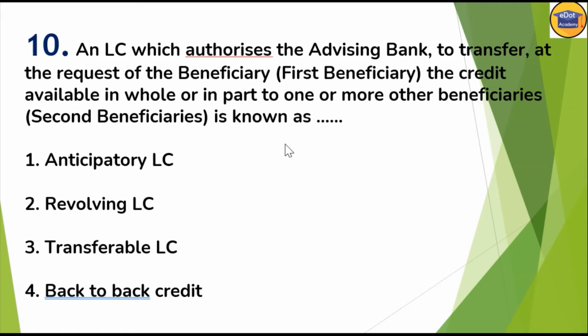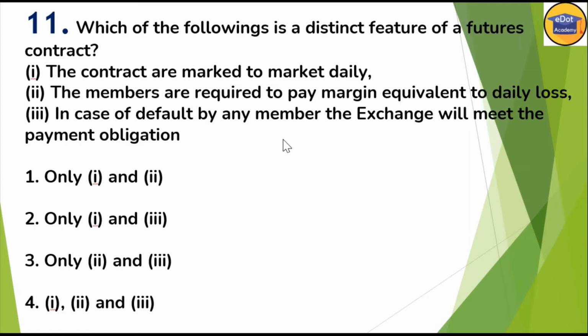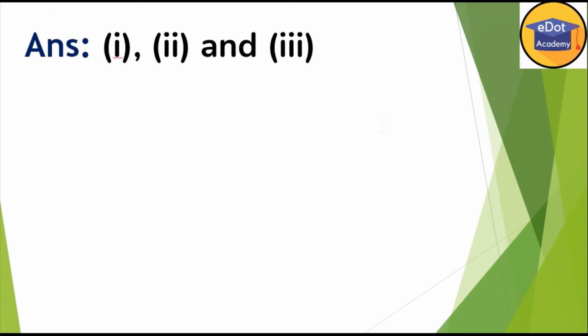Okay, now next question. Which of the following is a distinct feature of a future contract? So we have to see what the features of a future contract are. The contracts are marked to market daily. Yes, correct. The members are required to pay margin equivalent to daily loss. Is correct. In case of default by any member, the exchange will meet the payment obligation. Is also correct. So that means all three features are correct here.